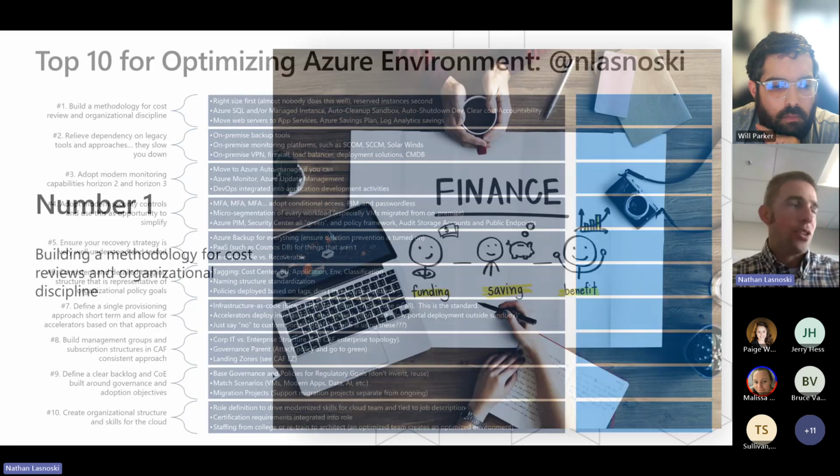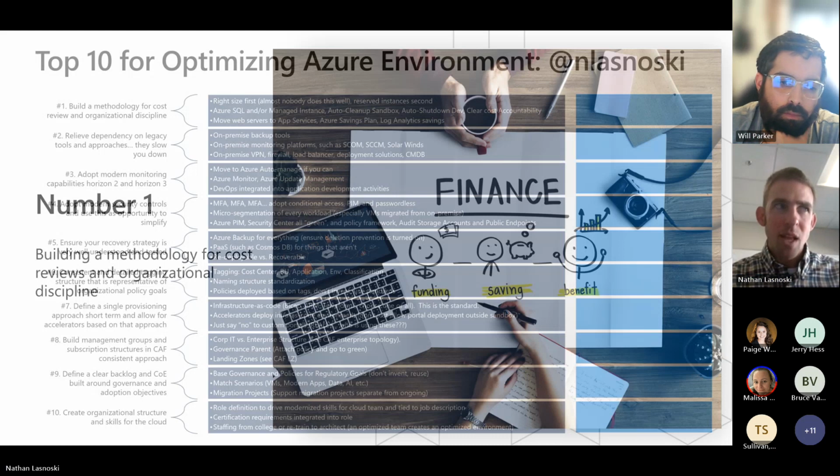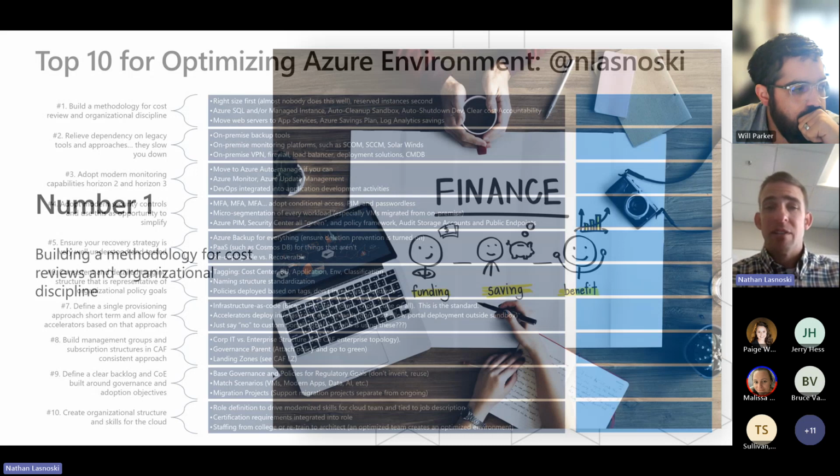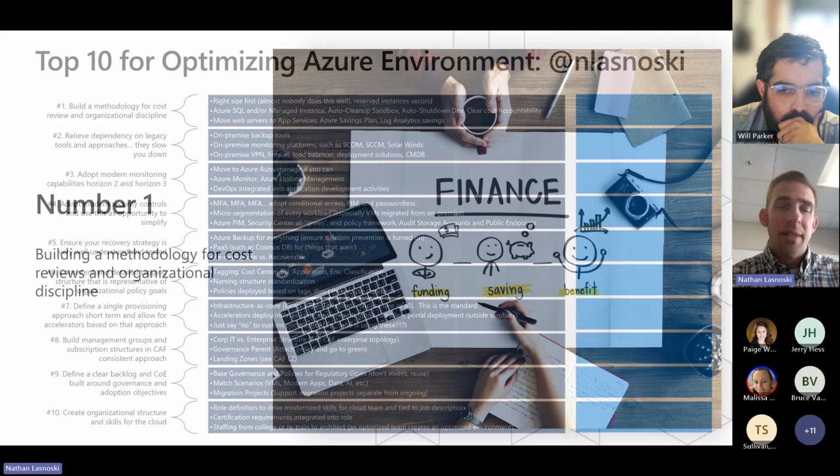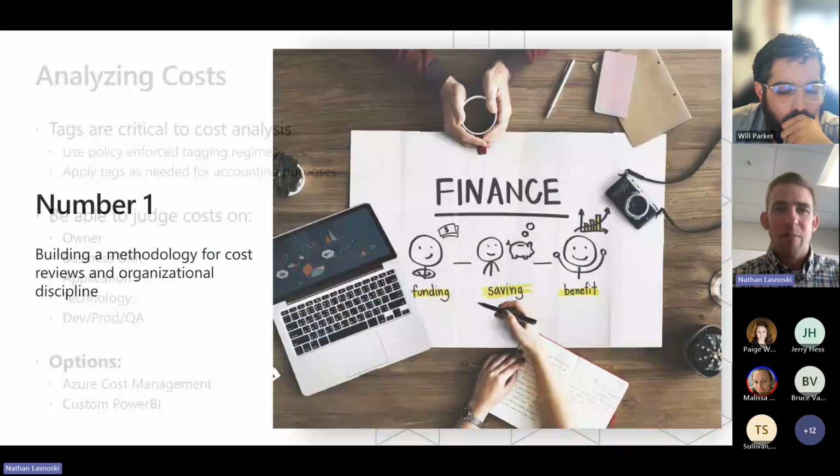So if I was doing spring cleaning on an Azure environment, not surprisingly, the first thing I'm going to do is ensure I have a methodology for cost reviews and organizational discipline surrounding it. This is the number one thing that organizations don't do very well. And it's simply they don't know how to optimize Azure costs. They aren't applying resource limits. They aren't doing reserved instances. They are selecting the wrong sizes of resources. There's so many opportunities that exist within this particular domain.